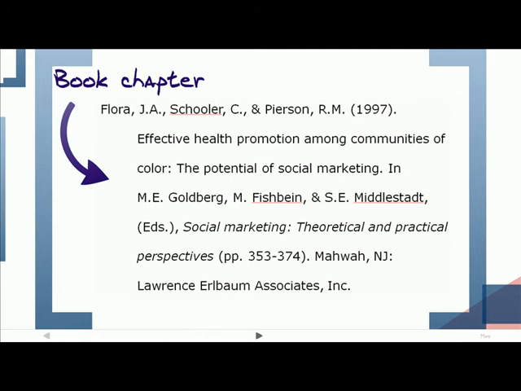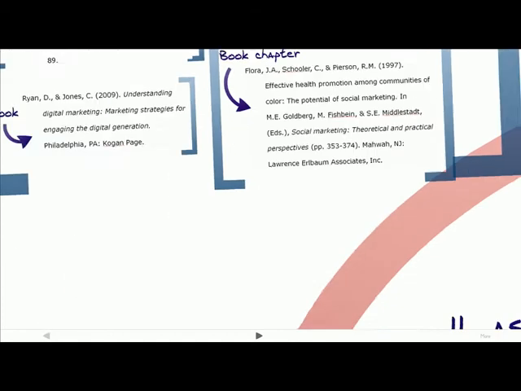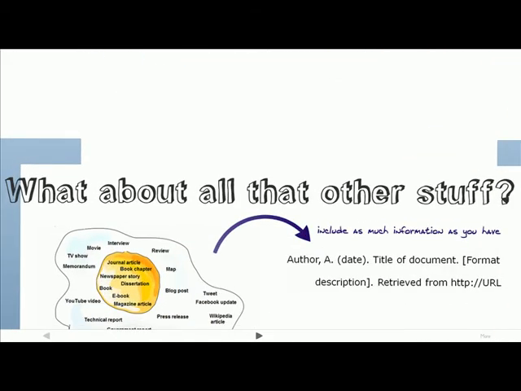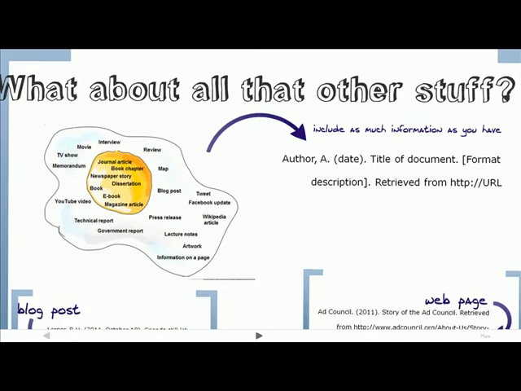So that's the simple stuff that's easy to cite. But a lot of what we find now isn't just book and journal sources, but websites, videos, and other resources. So how do you cite all that stuff? For these items, there are 4 pieces of information that you are looking for, and you want to include as much information as you have.